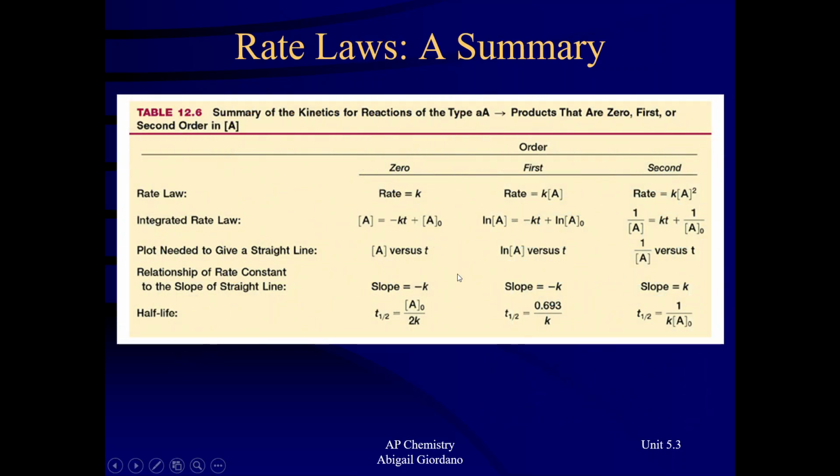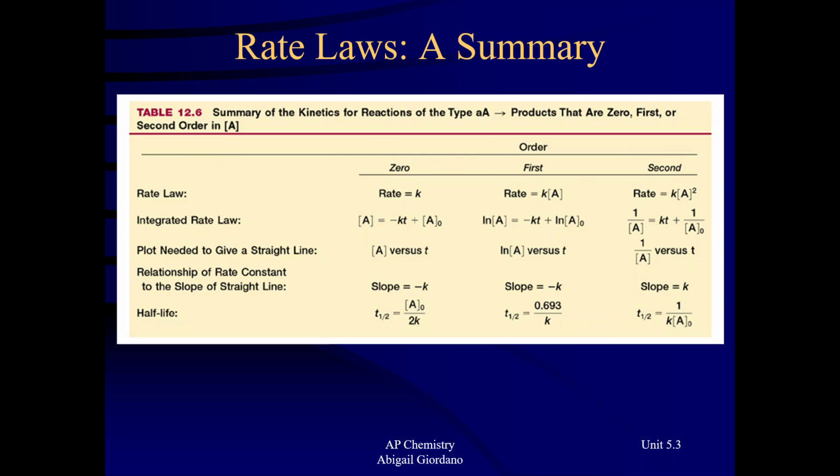This chart in front of you, guys, summarizes everything we've just talked about. In problems like this, where you're going to be presented with graphs, you really only will have 3 options. The data could be 0, first, or second. Orders higher than that are above the reach of AP Chemistry.